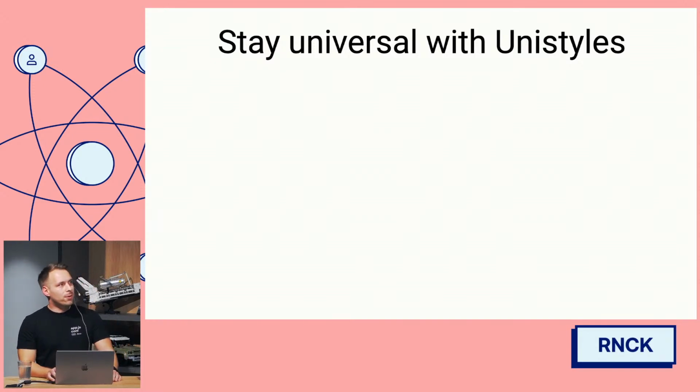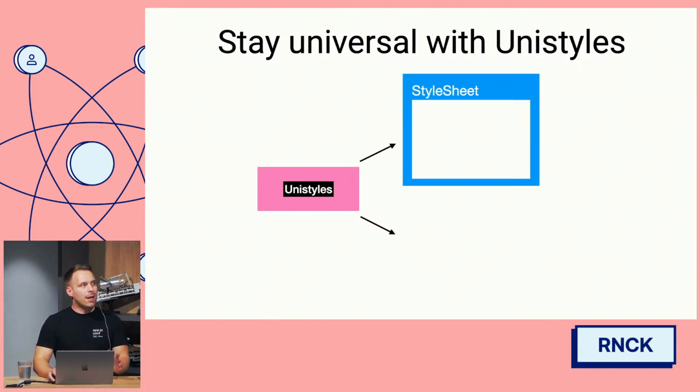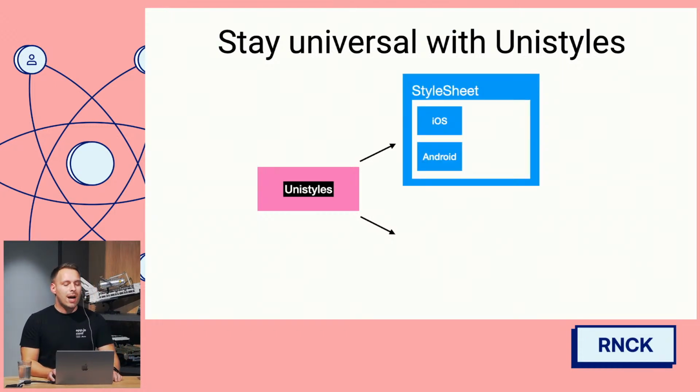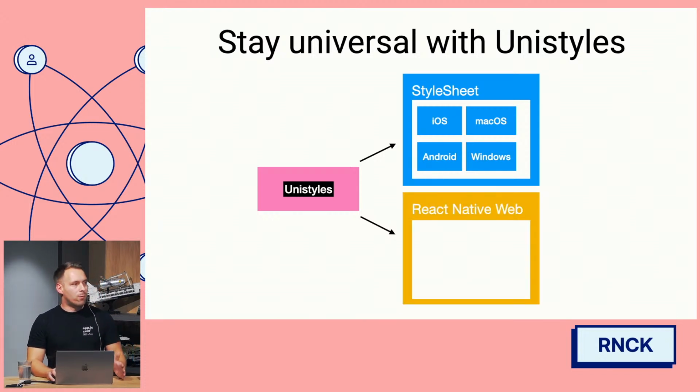So how to stay universal with Unistyles? As of today, Unistyles supports, with StyleSheet, iOS, Android, macOS, and Windows. And with React Native Web, which is also the StyleSheet API, web and server-side rendering. I only miss tvOS and visionOS. But today I will focus on two of them.